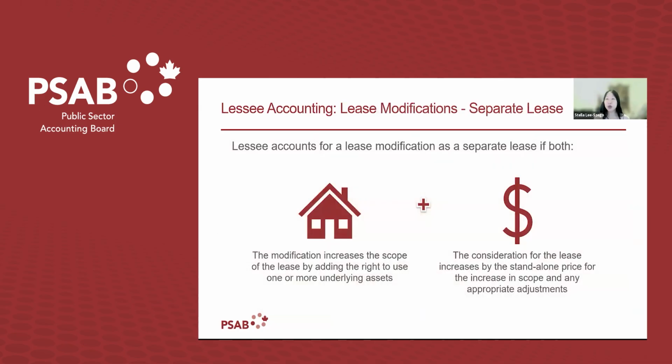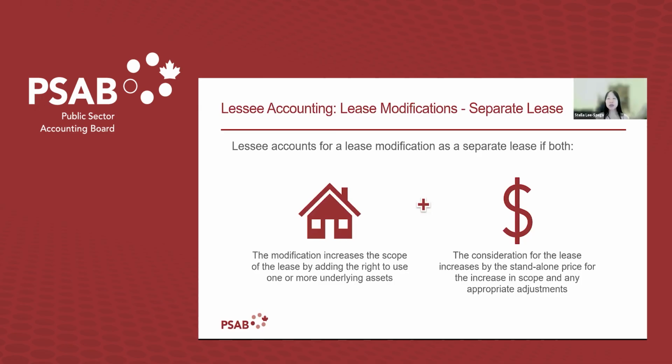A lessee accounts for a lease modification as a separate lease if both the modification increases the scope of the lease by adding the right to use one or more of the underlying assets, and the consideration for the lease increases by the standalone price for the increase in scope and any appropriate adjustments. Stella, before you continue, can you tell us a bit more about what is a lease modification?